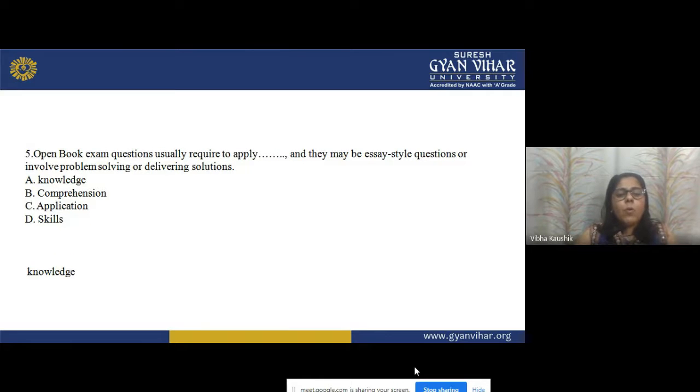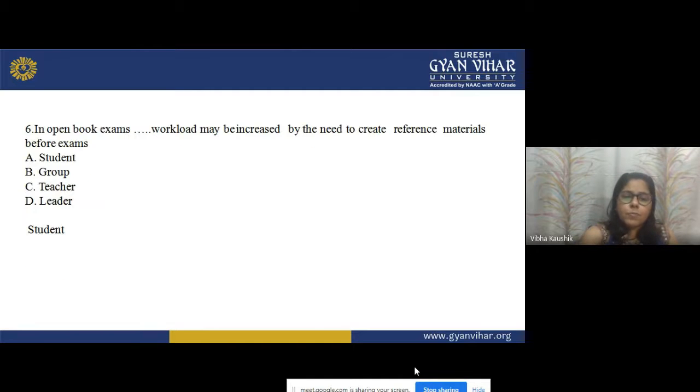Now the fifth one: open book exam questions usually require you to apply dash, and they may be essay style questions or involve problem solving questions or delivering solutions. Options are A. Knowledge, B. Comprehension, C. Application, or D. Skills. So the correct answer is option A, that is knowledge.